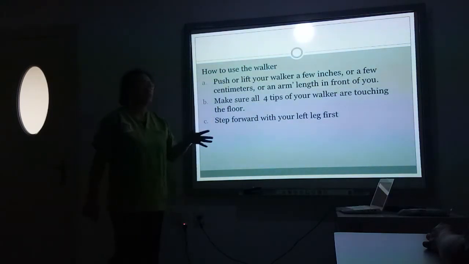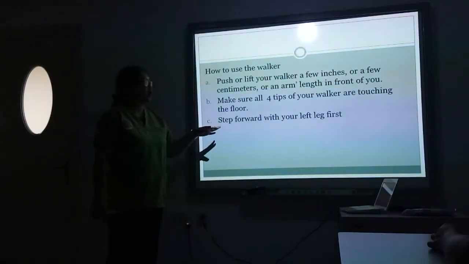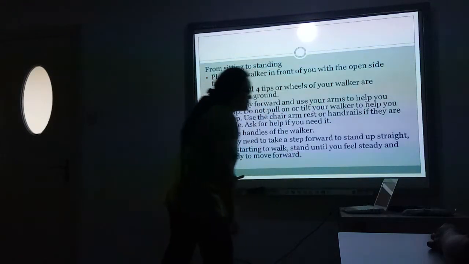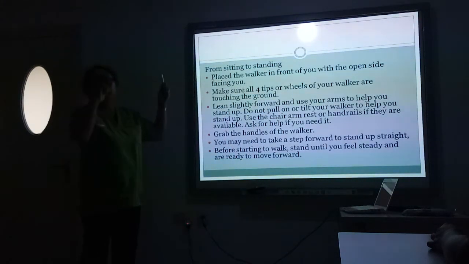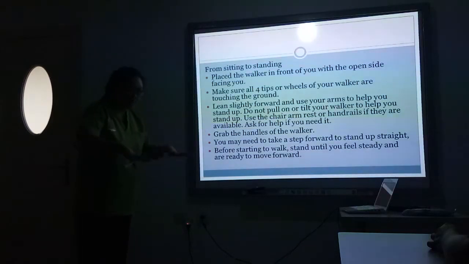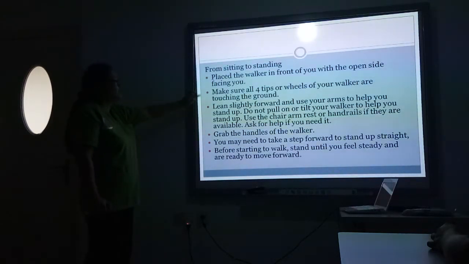I have videos here. Step forward with your left leg first. Okay. Here, from sitting to standing. Okay. Place the walker in front of you with the open side, okay, facing you. Make sure all tips or wheels of your walker are touching the ground. Okay, hindi siya pag ganon. Dapat lahat na, apat na paa nakatouch sa ground or sa floor.